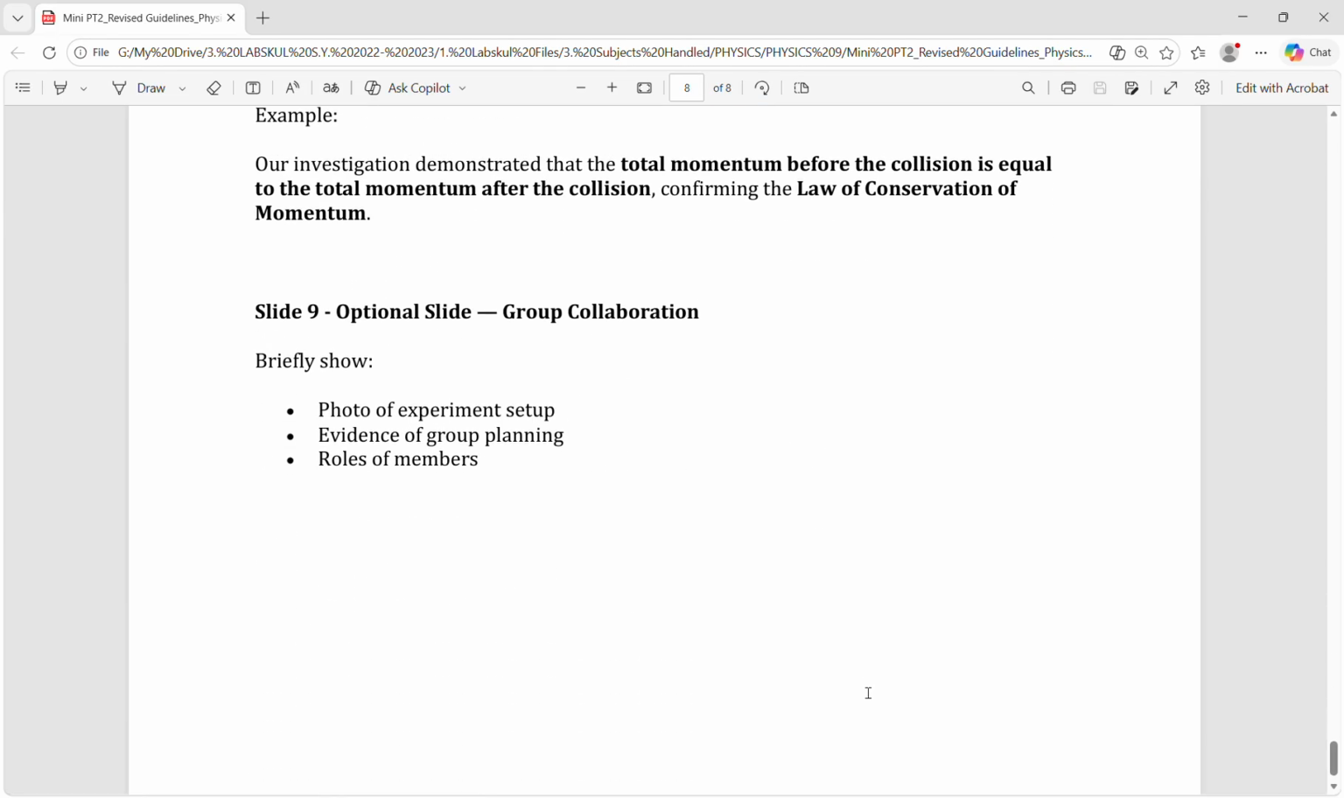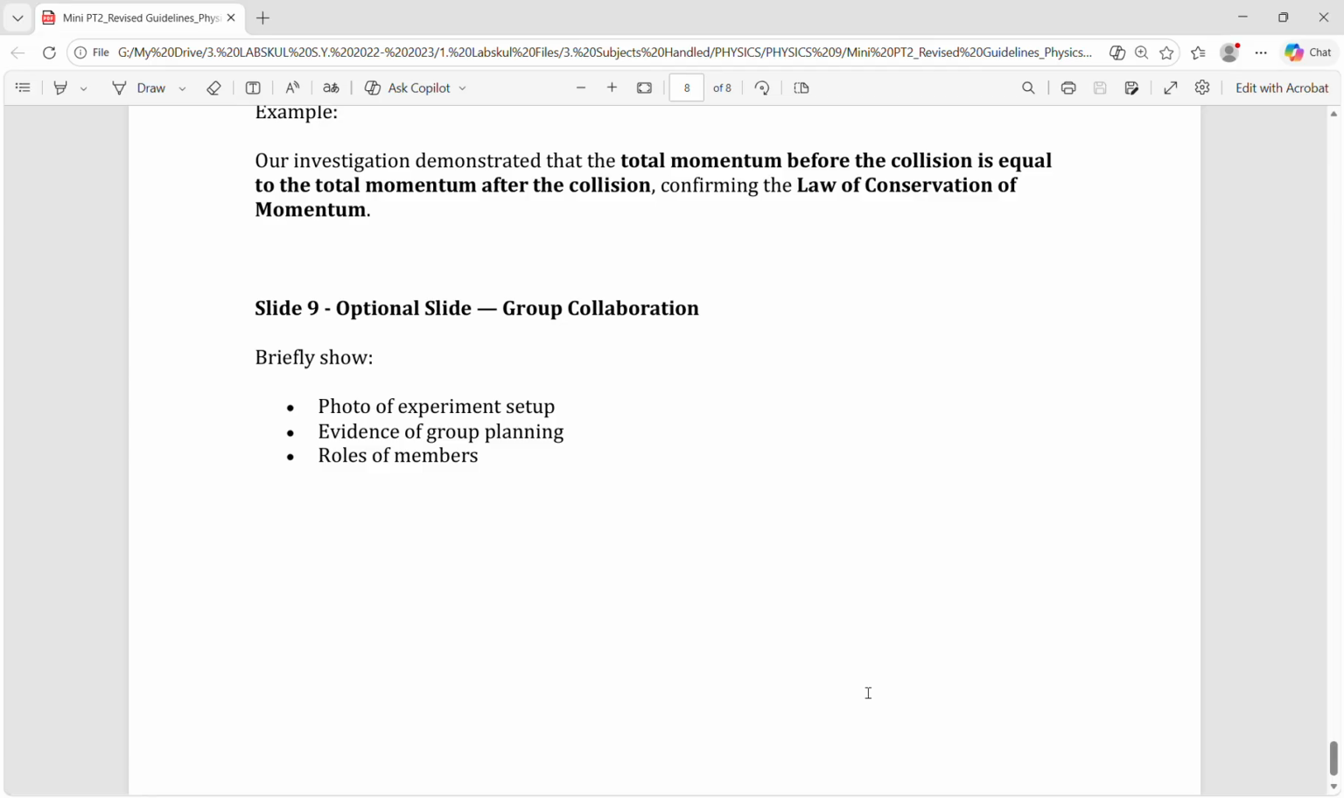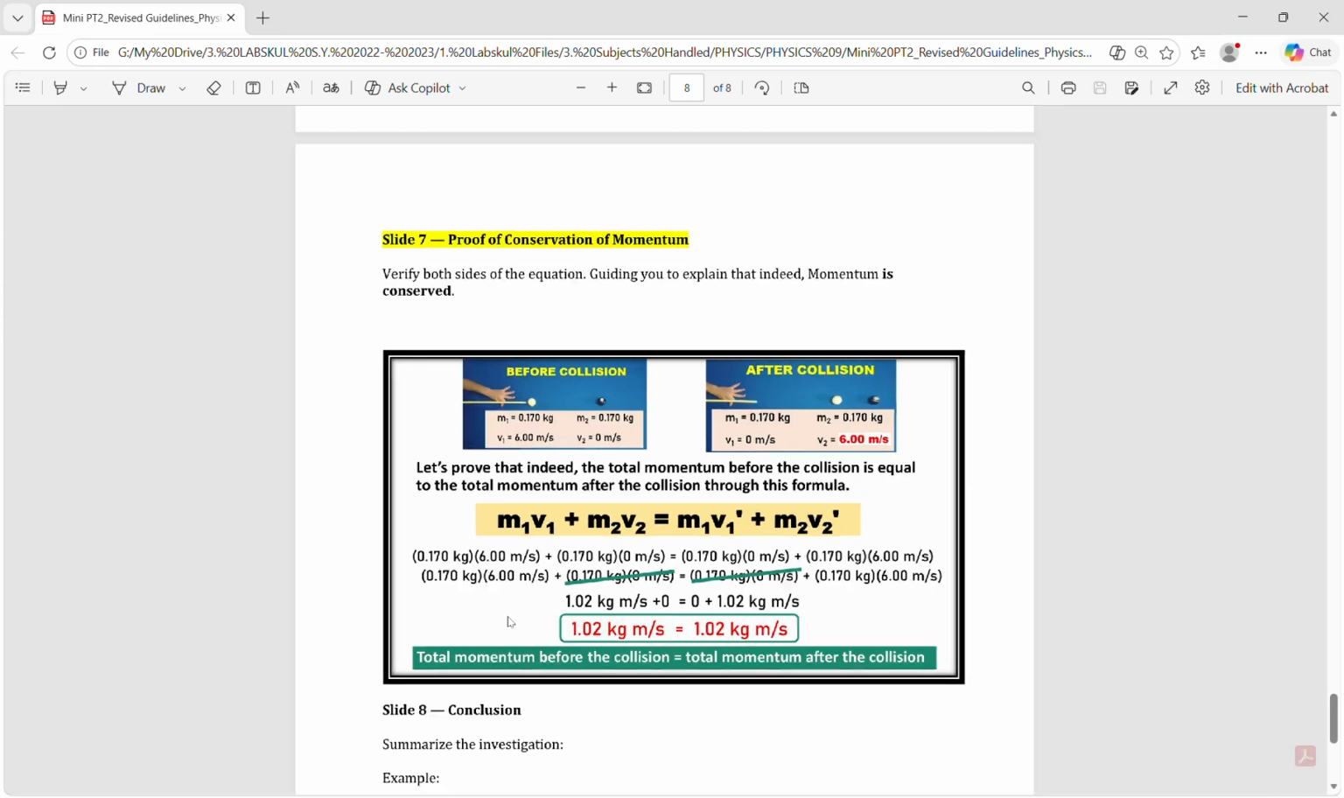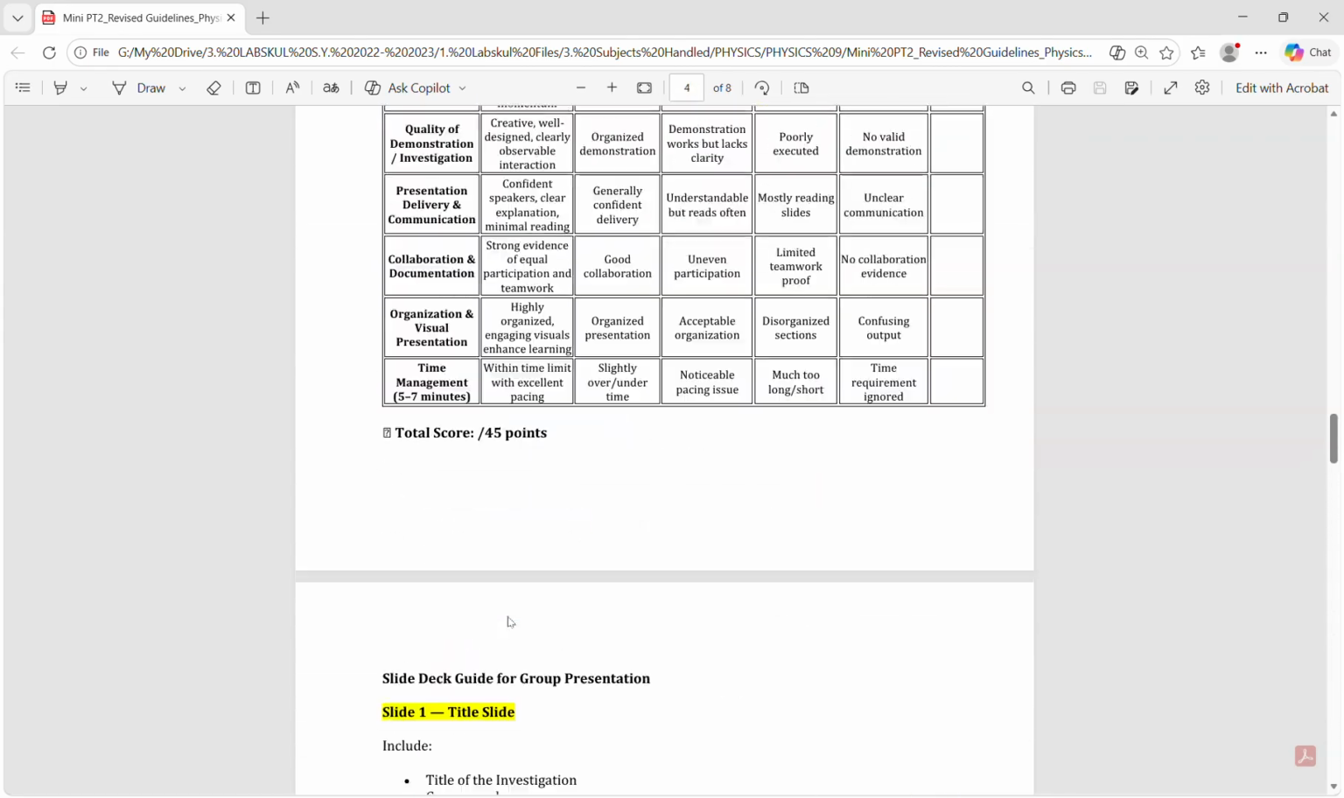And then, the last slide, you can add a brief photo of the experiment setup, evidence of group planning, if there are any. The role of members or the performing of the demo is not required. If you want to show the behind the scenes, no problem. So that is my simple output for you.